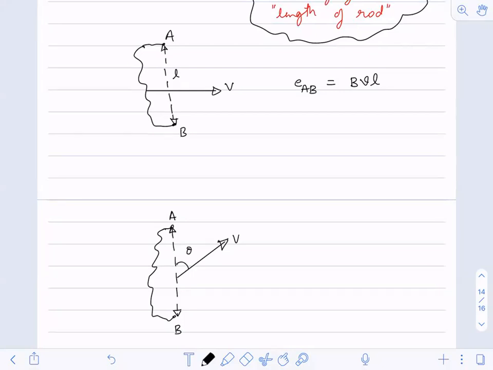The angle between length as well as the velocity. Understood? So here what you will do, EMF induced across AB, what you will write?